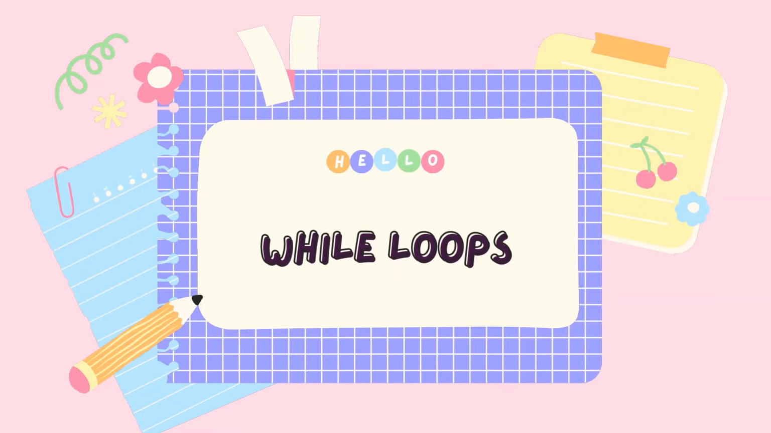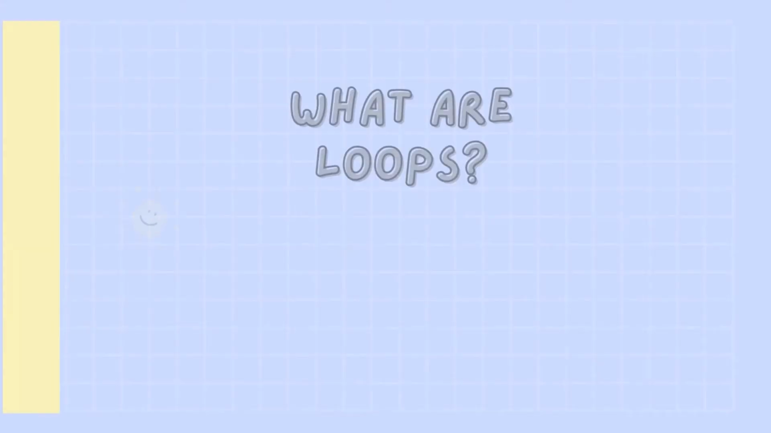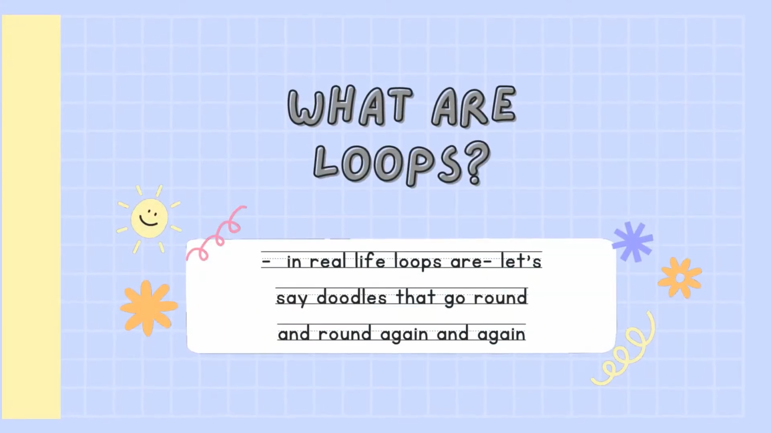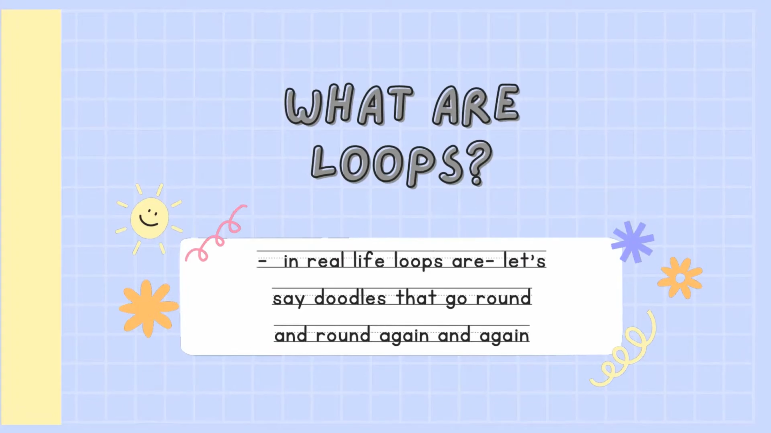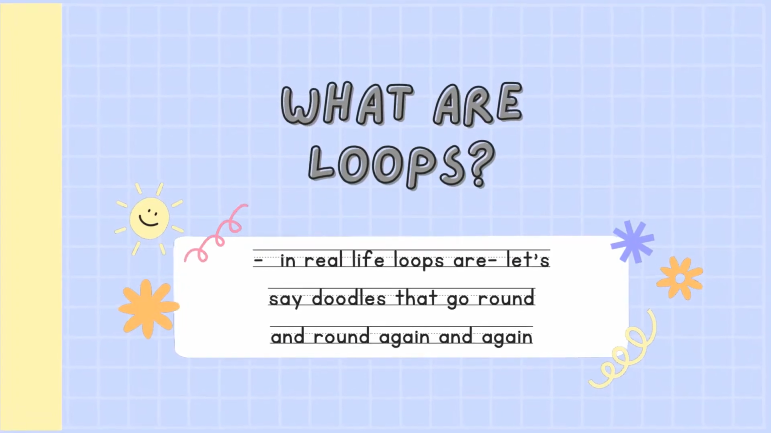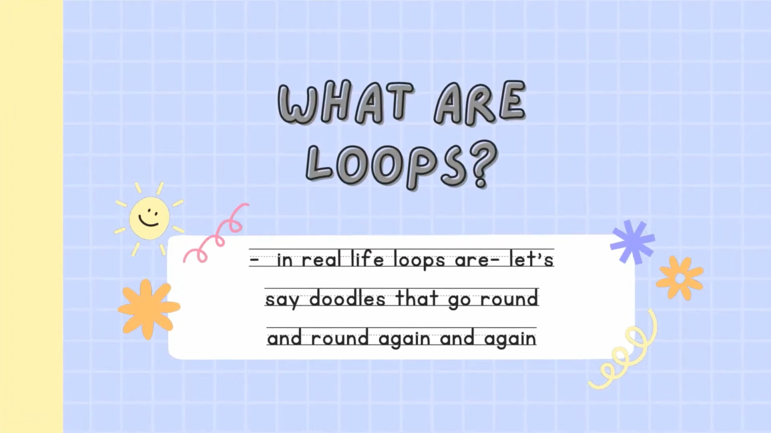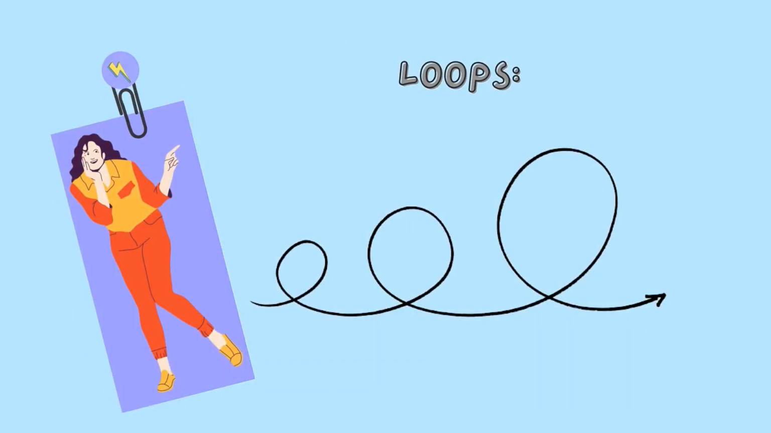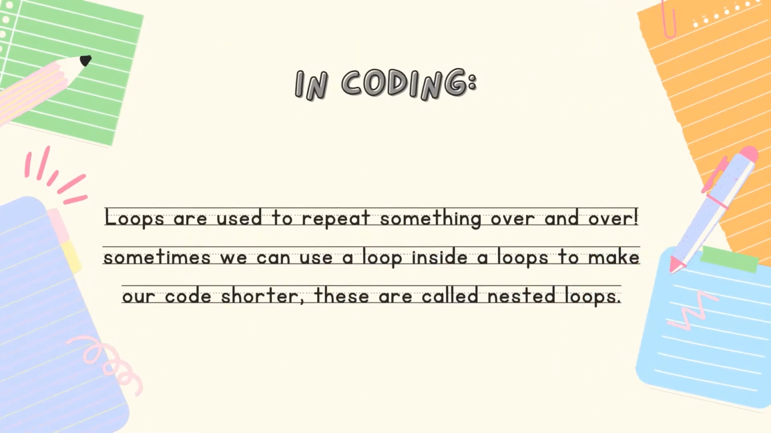Let's first have a recap on what loops are. Loops in real life are something like doodles that go around and around again and again. Yes, just like that. In coding, loops are used to repeat something again and again. When we have a loop inside a loop, we call them nested loops. These are used to make our code shorter.